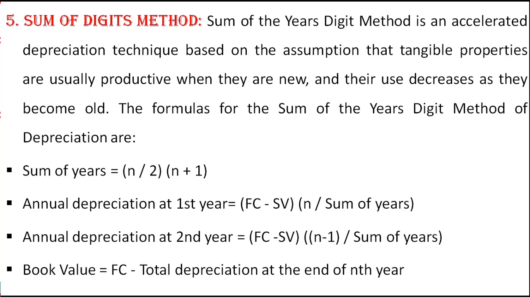That is n by 2 into (n plus 1). So you can easily write it like this: n into (n plus 1) divided by 2. That also you can write. Annual depreciation at the first year is FC minus SV.